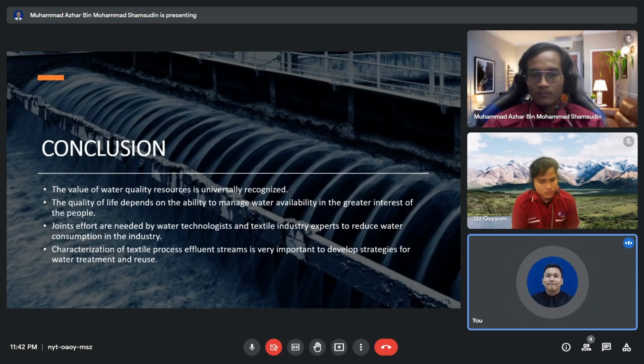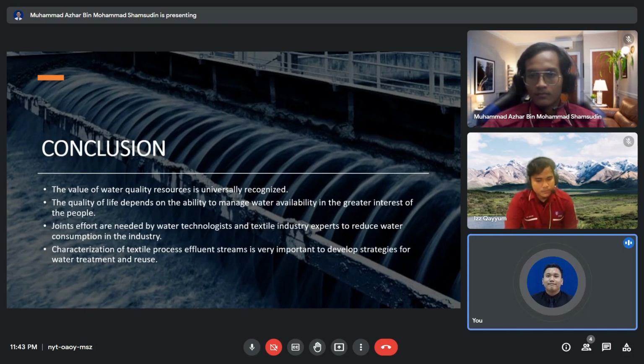Joint efforts are needed by water technologists and textile industry experts to reduce water consumption in the industry. While the user industry should try to optimize water consumption, water technologists should adopt an integrated approach to treat and recycle water in the industry. End-of-pipe technologies are used for wastewater treatment and include sequential application of a set of methods such as coagulation, flocculation, flotation, adsorption, evaporation, oxidation, combustion, and use of membranes that have been adapted to the particular situation of a textile plant.